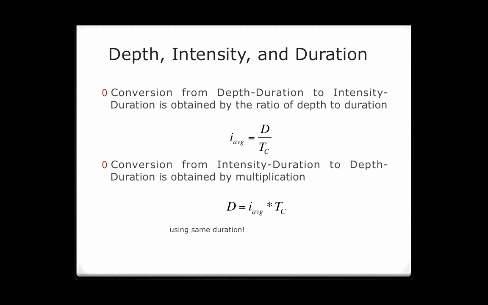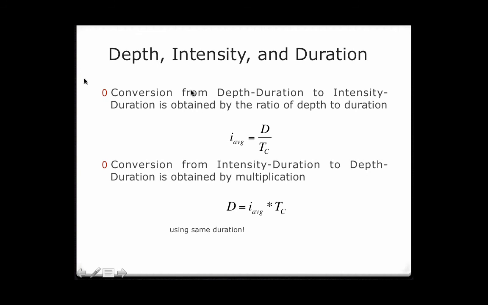So converting between intensity and depth is pretty trivial. Intensity is obtained from depth by dividing by the averaging time. Conversely, depth can be inferred from intensity by multiplying by the average time. That's assuming that the durations are the same.